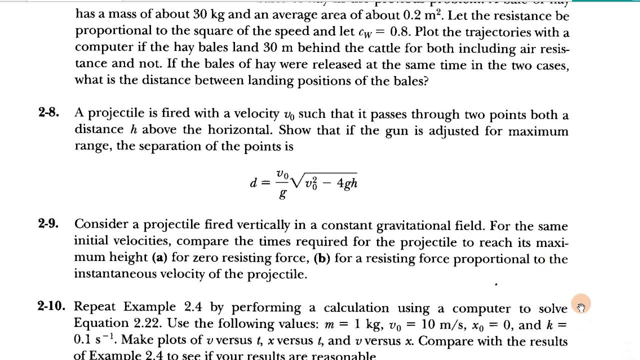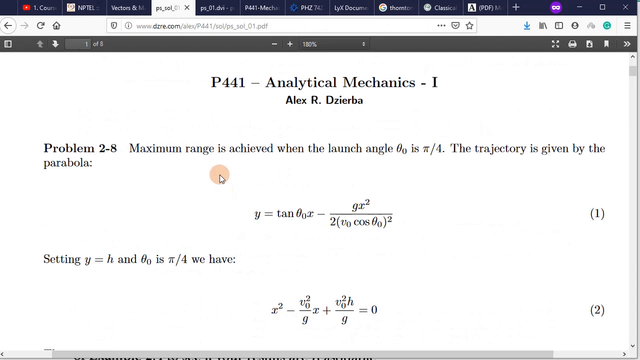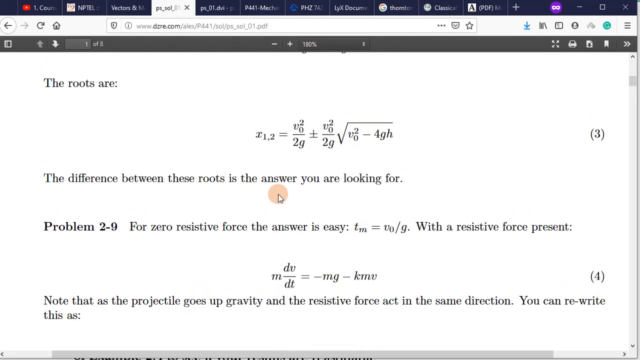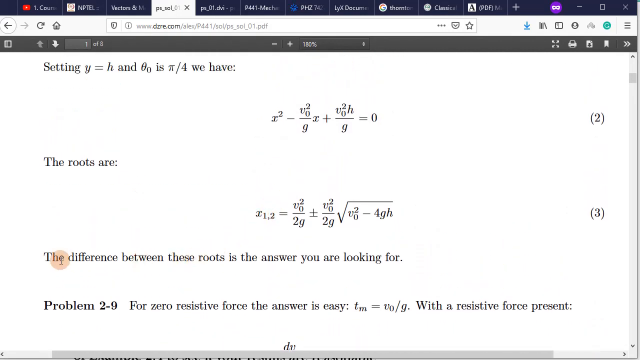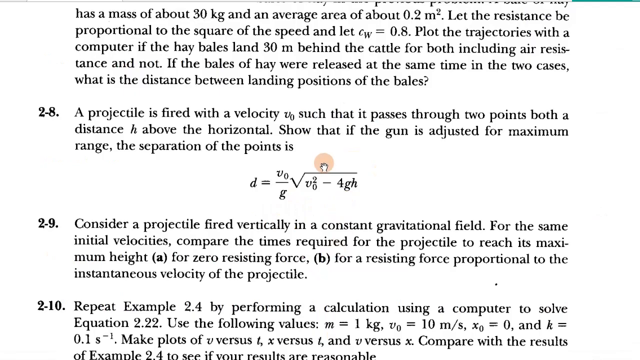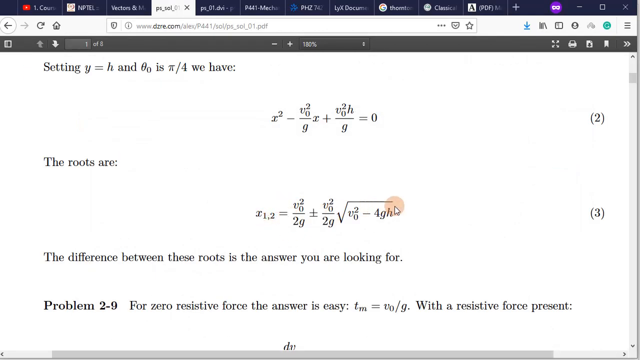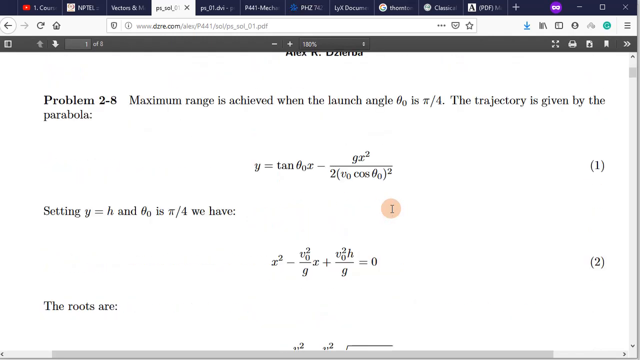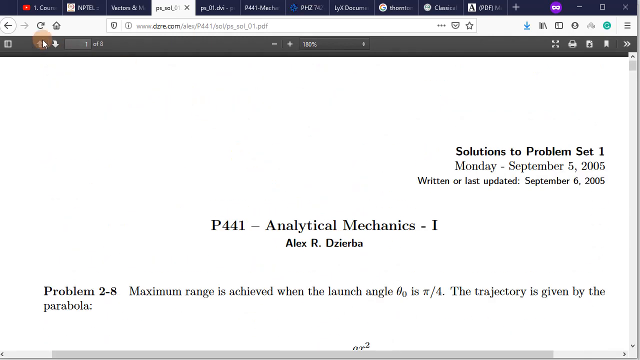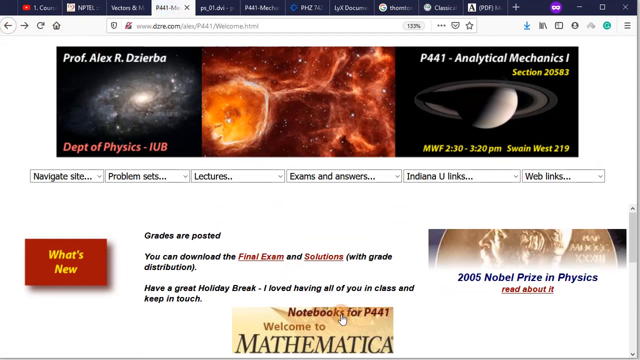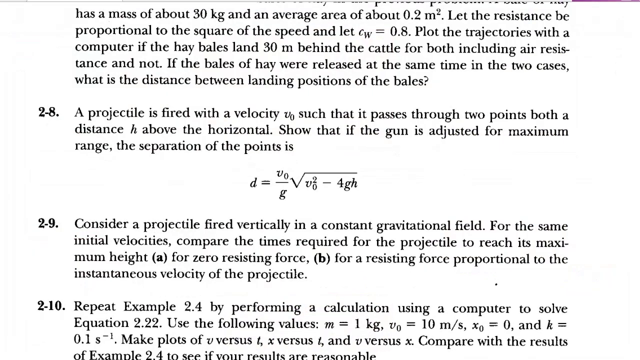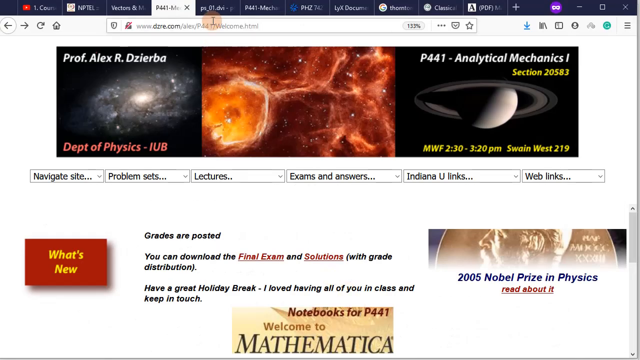So the problem, we will read it later after you download the book. What I am saying is, this book has this problem. Here, the difference between these roots is the answer you're looking for. You subtract this. This is what you have been asked, and this is what has been solved. So you are convinced that the problems in this Professor Alex course are from Thornton-Marion. I have already shown you how to download Thornton-Marion, and then you are done with these two courses.